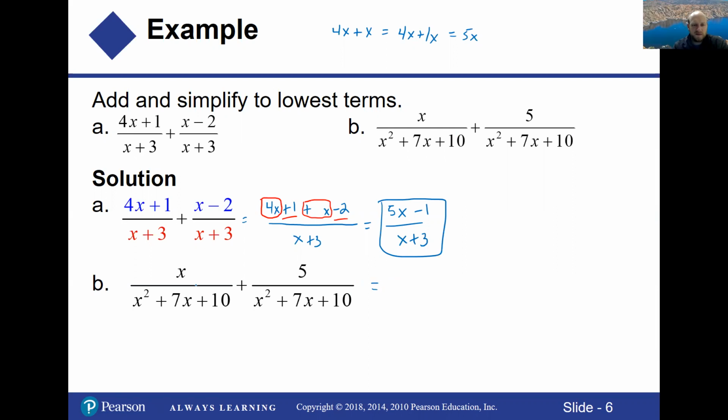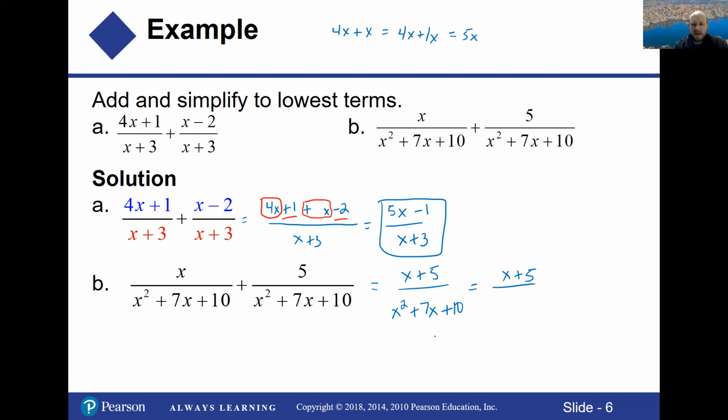So in this one, we have x over x squared plus 7x plus 10 plus 5 over x squared plus 7x plus 10. So again, we're going to go ahead and add the numerator. So we just have an x plus 5 on top. Keep your denominator of x squared plus 7x plus 10. Now you're not done in this case. All right, you have to look to see always, can you factor the numerator or the denominator, just like you did in the other problems, right? We canceled common factors. This one's no different.